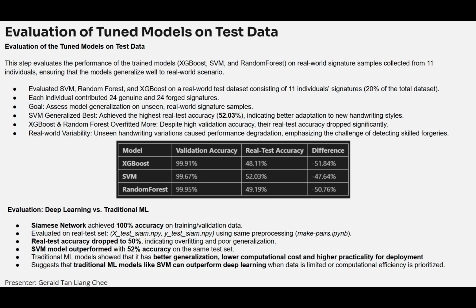Our SVM model outperformed the Siamese model with 52% accuracy on the test set, which shows that traditional ML models have better generalization, lower computational costs, and higher practicality for deployment, and suggests that they can outperform deep learning models when data is limited or computational efficiency is prioritized. Okay, thank you. Next, I'll be passing my time on to Rachel.